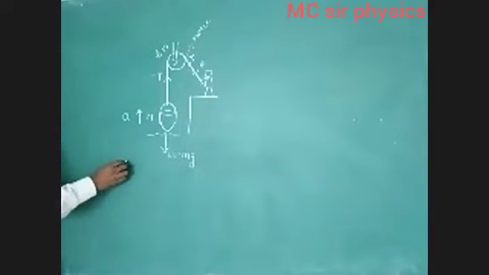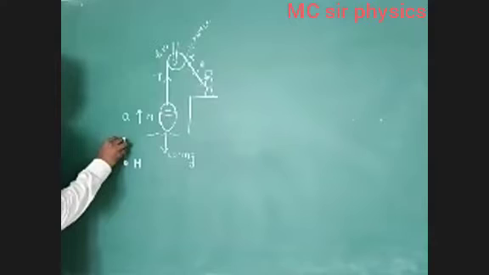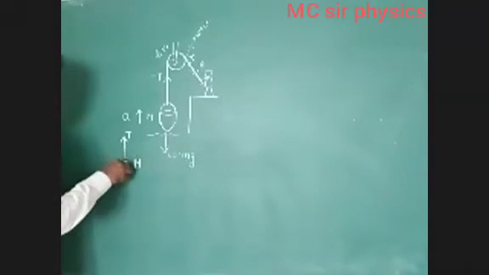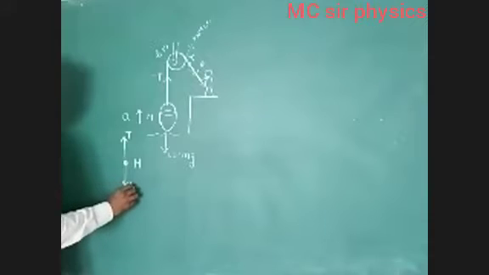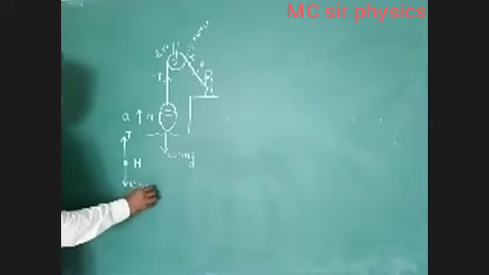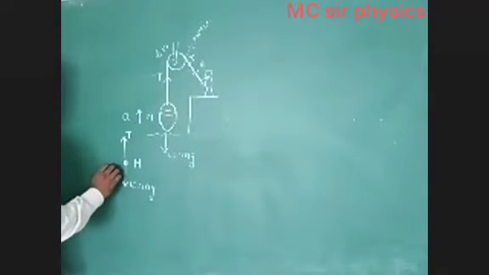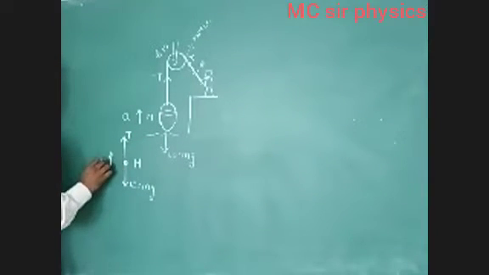Yes or no? First we can draw the free body diagram. Total mass of the system we have to represent with capital M. Next, tension you have to represent with capital T. Weight of the body we have to represent in the downward direction, W equal to mg. What is the direction of acceleration of the bucket of water? We have to represent it in the vertically upward direction.